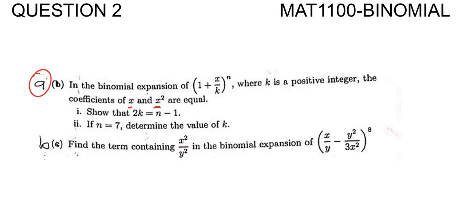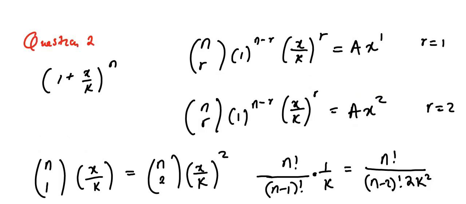Okay, so question number 2a, they're simply telling us that we need to show that 2k is equal to n minus 1, provided k is a positive integer. And the coefficients of x and x squared are simply the same. So this is how we do it. So we know to say, according to the first one, we're going to have the coefficient of x. This is how we're supposed to get that. X alone. So here I'll just put x.